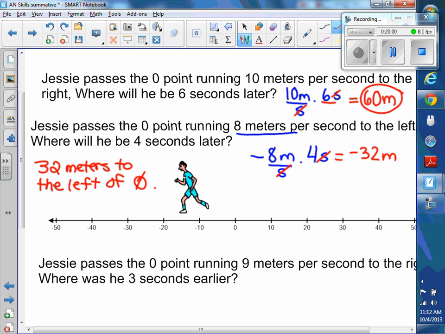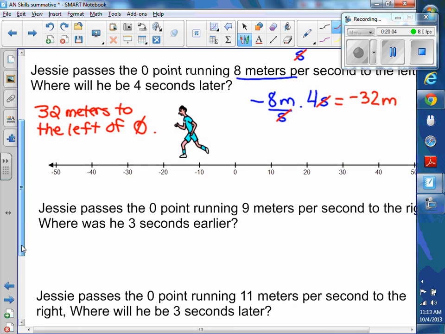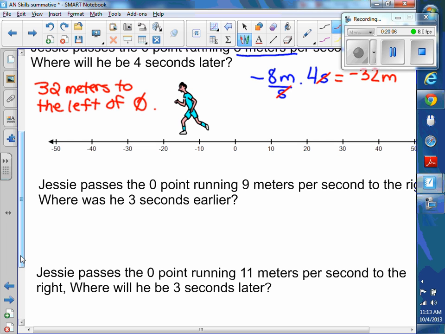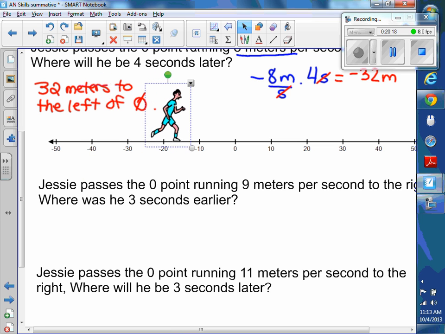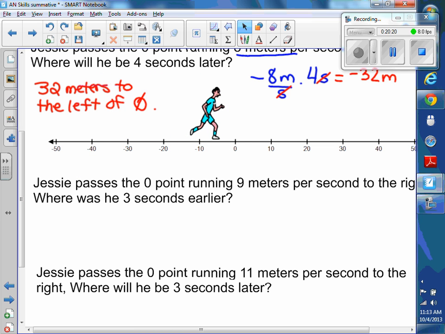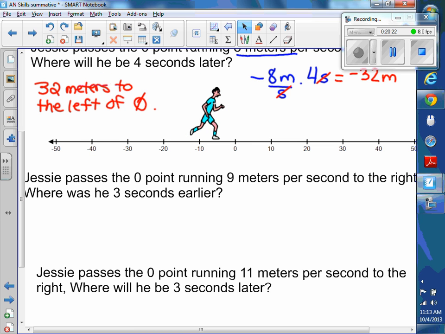Is there a question over on that side of the room? I thought I saw somebody saying that. No? Okay.